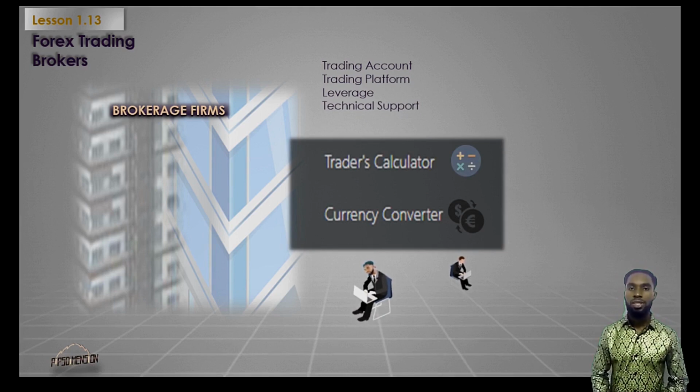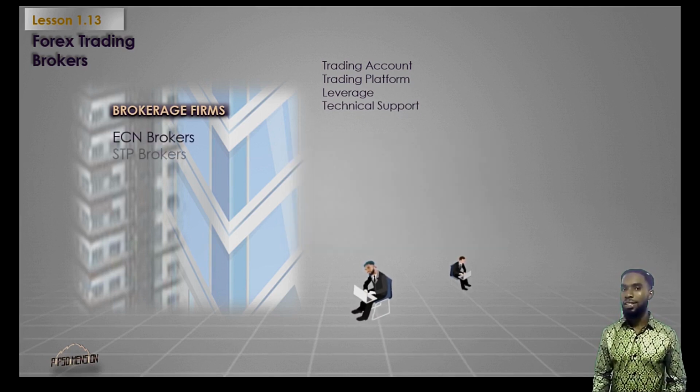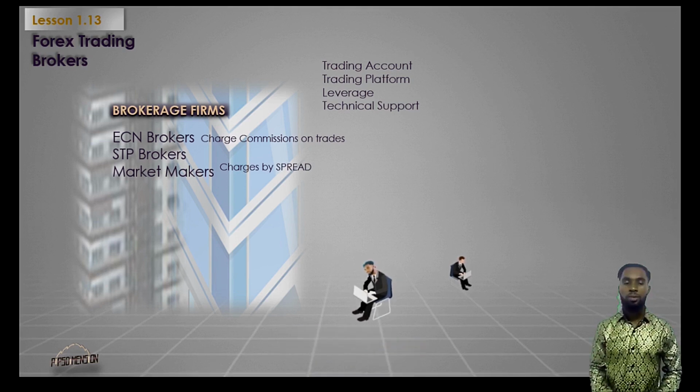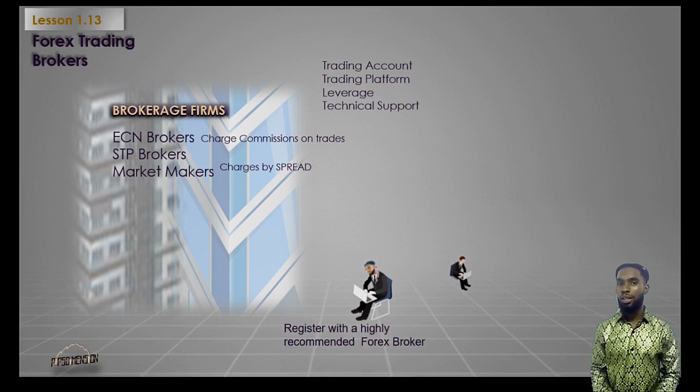Based on their operations, forex brokers are categorized into ECN brokers, STP brokers, and market makers. The ECN brokers execute your orders and they charge some little commissions on your trades. But the market makers usually make money from the spread, the difference between the bid price and the ask price. There are a lot of forex brokers in the market. However, it is advisable to register with a highly recommended forex broker.